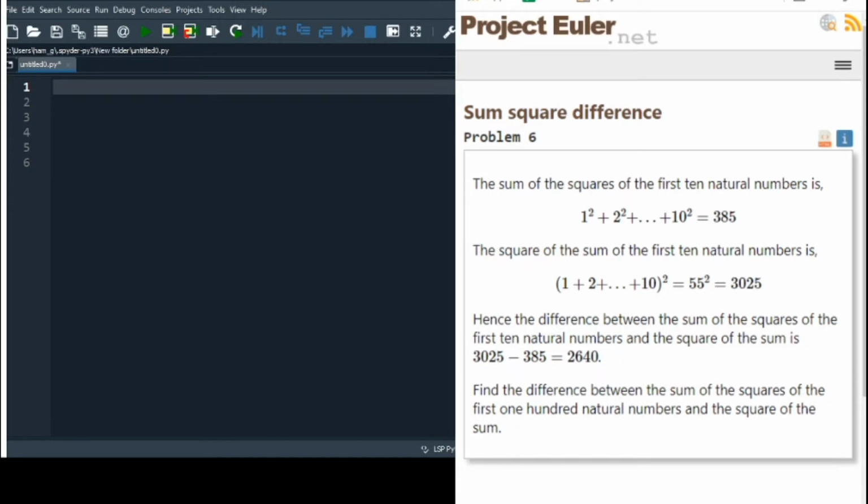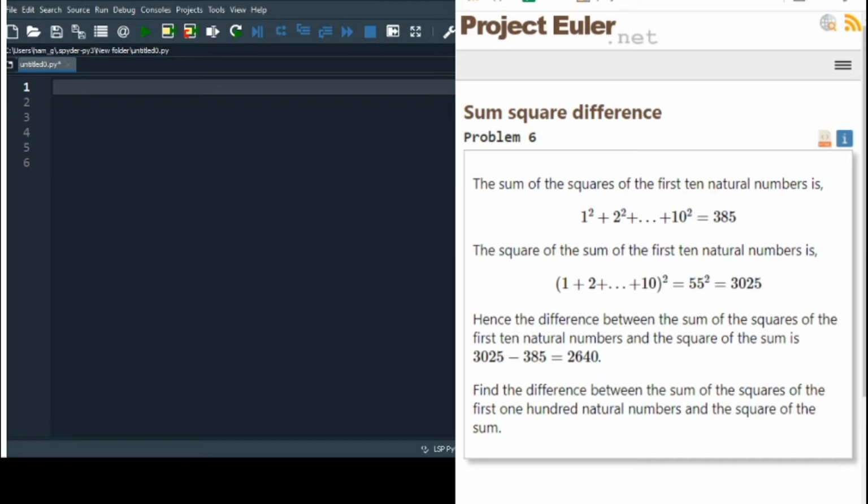This is Project Euler problem number 6. The sum of the squares of the first 10 natural numbers is 385. The square of the sum of the first 10 natural numbers is 3025. Hence the difference between the sum of the squares of the first 10 natural numbers and the square of the sum is 2640. Find the difference between the sum of the squares of the first 100 natural numbers and the square of the sum.